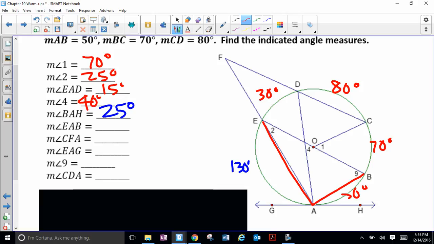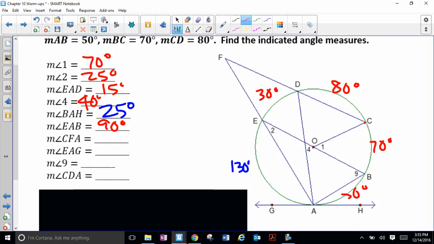So then it goes with this whole arc here, which is the 30, the 80, and the 70, which is 180 when you add those up. So since the vertex for this angle is on the circle, I take the arc 180 divided by 2, so that's 90 degrees. Okay. Then angle CFA is next.